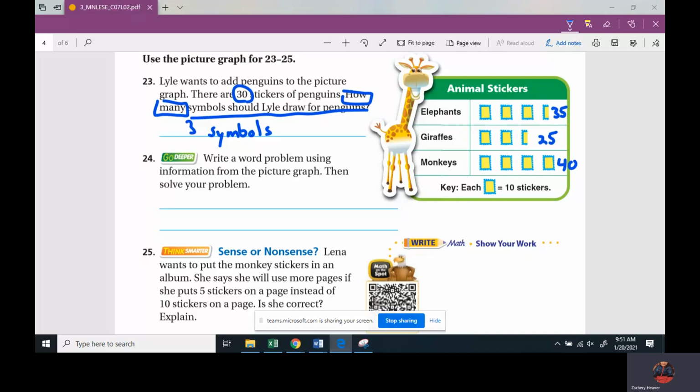Adeline? 4. What did you do? You divided. That's what you did. You counted, skip counted 10 to 40, you divided. So yes, 4 stickers.